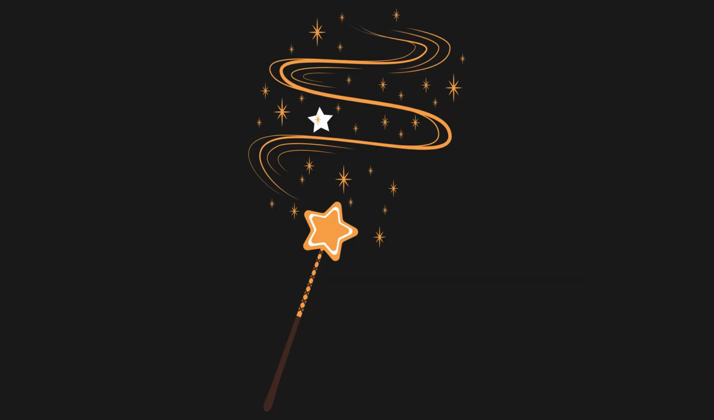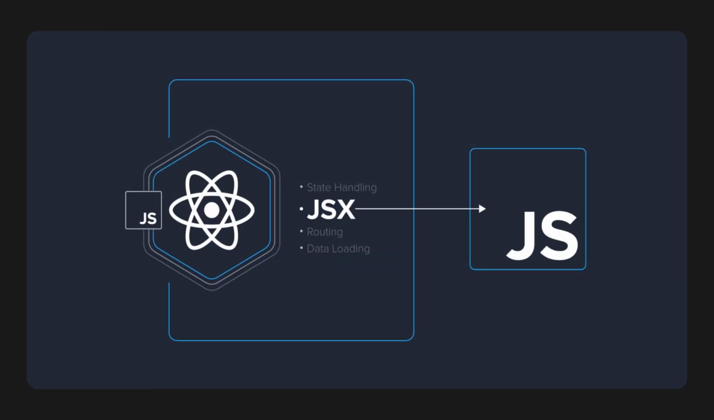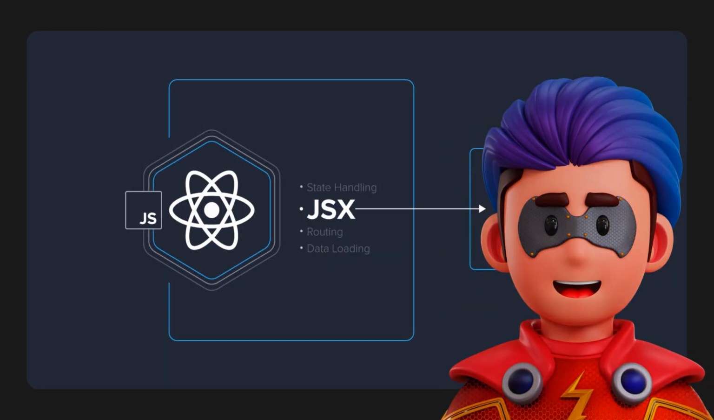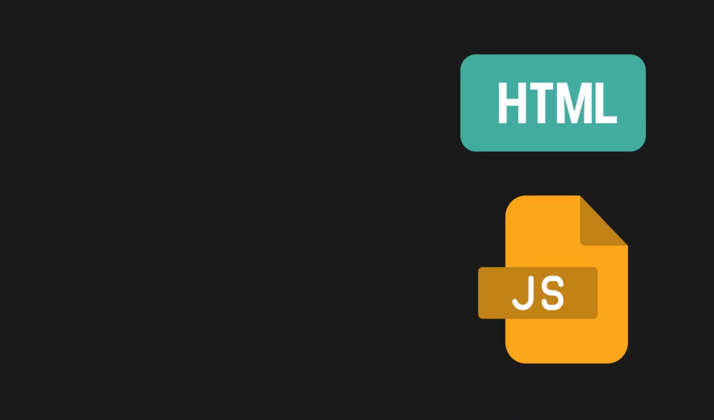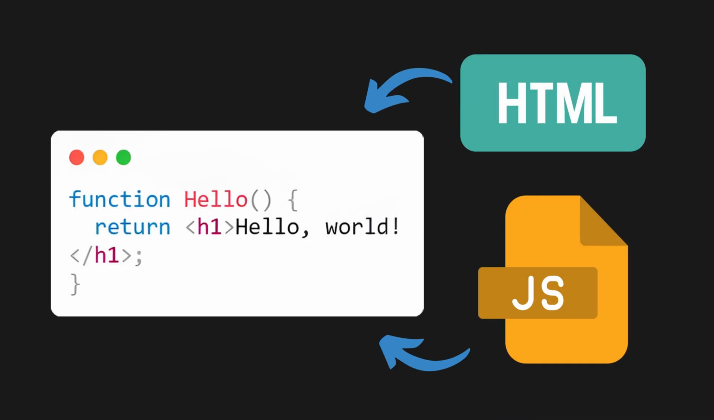Now, here's where the magic starts. JSX. JSX is like a superpower. It lets us write code that looks like HTML, but it's actually JavaScript. Let me show you. JSX: function Hello, return h1 Hello World. See that? It looks like HTML, but it's part of a JavaScript function.